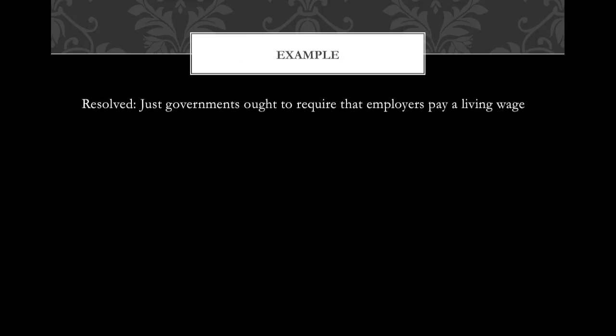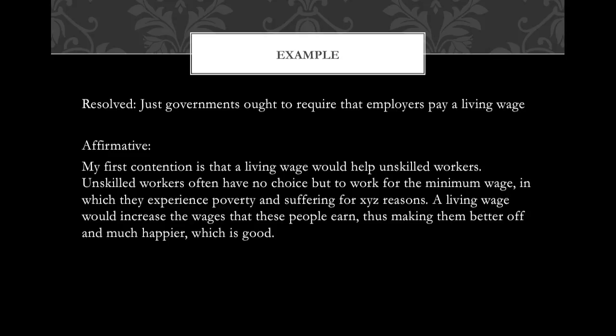To see the structure in action, let's look at an example. Let's say we're talking about the resolution: Resolved: Just governments ought to require that employers pay a living wage. For this example, we're just going to use a very simple and short argument. Let's say that the affirmative debater claims, quote, "My first contention is that a living wage would help unskilled workers. Unskilled workers often have no choice but to work for the minimum wage, in which they experience poverty and suffering for XYZ reasons. A living wage would increase the wages that these people earn, thus making them better off and happier, which is good." Now, let's talk about the claim, warrant, and impact in this argument.